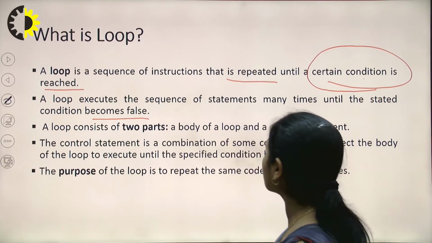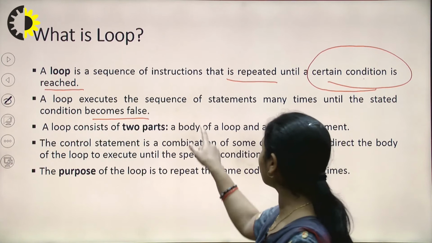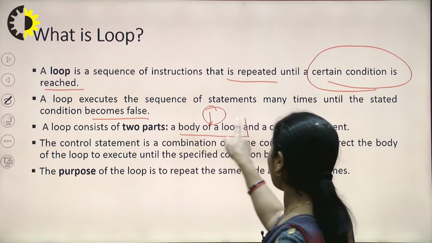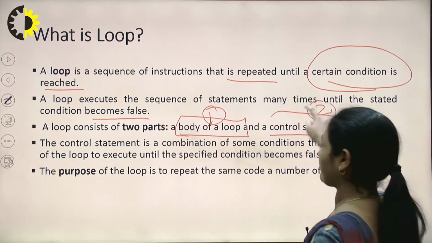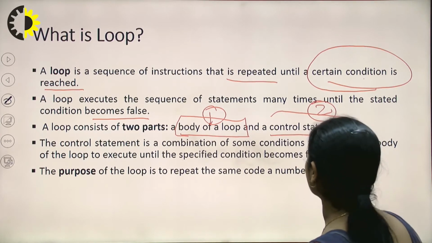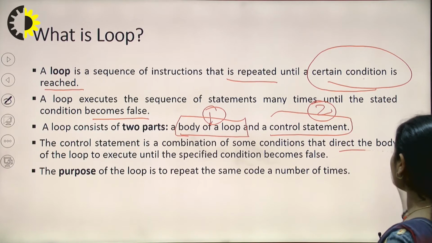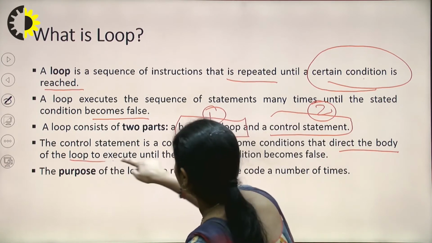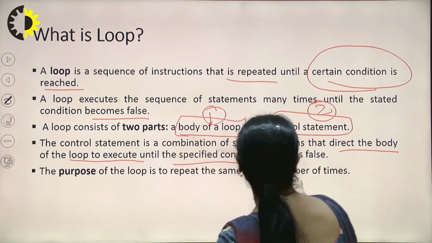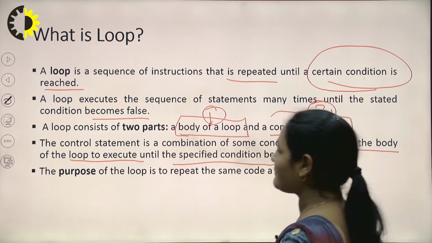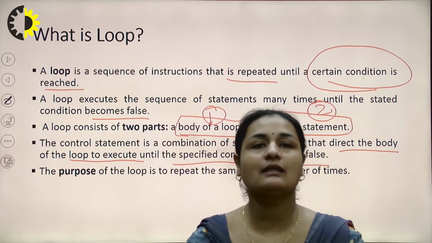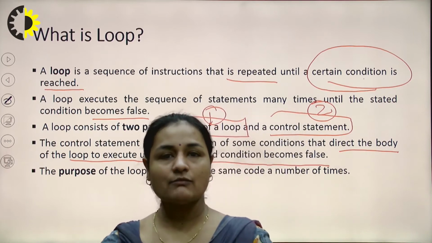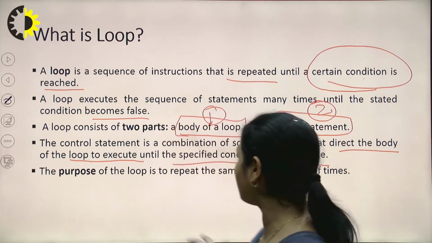A loop consists of two parts. First one is the body of the loop and the second part is the control statement of the loop. The control statement is a combination of some conditions that direct the body of the loop to execute until the specified condition becomes false. The control statement controls the loop, and when the condition given at the beginning of the loop becomes false, then we move out of the loop.